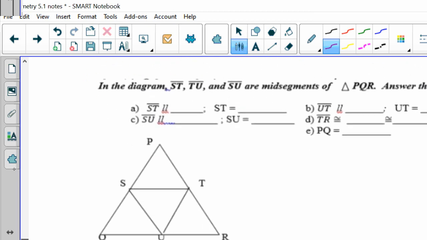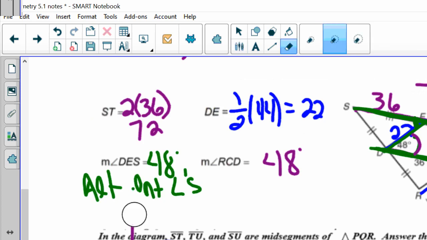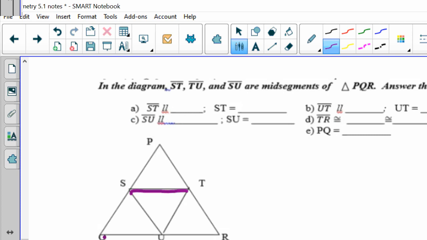Last example on this page, they give us this big picture down here. It tells me in that diagram, ST, TU, and SU are midsegments of triangle PQR. So it says answer the following. So ST would be parallel to which side? ST is going to be parallel, we see down here, to QR, so segment QR. Then it tells me ST is going to equal what? Well, we see that ST is the smaller one, so that's going to equal 1/2 of QR.